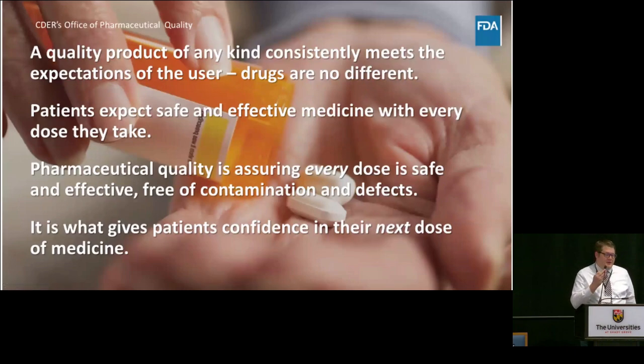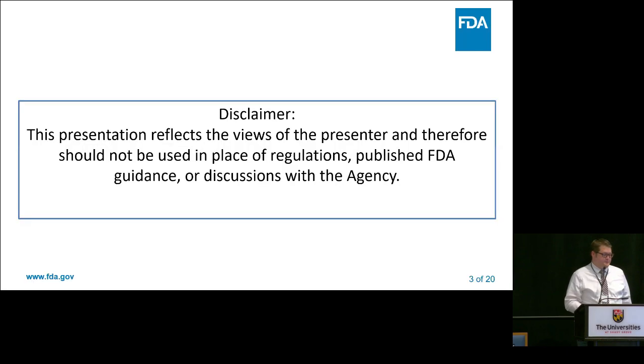So you've seen this before, you'll see it again, but this is our mandatory slide from our office. A quality product of any kind consistently meets the expectation of the user. Drugs are no different. Patients expect safe and effective medicine with every dose they take. Pharmaceutical quality is assuring every dose is safe and effective, free of contamination and defects. It is what gives patients confidence in their next dose of medicine. Also, the disclaimer: this presentation reflects my views and therefore should not be used in place of regulations, public FDA guidance, or specific discussions with the agency.